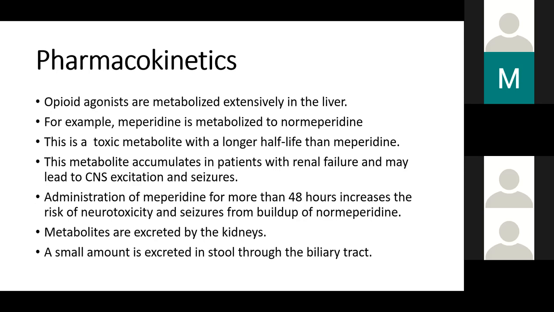Now, they are metabolized extensively in the liver, and a lot of them are converted to toxic metabolites. So, for example, meperidine is metabolized to normeperidine, and this is a toxic metabolite which has a longer half-life than the original drug. So, if the patient has liver failure, then it will accumulate.